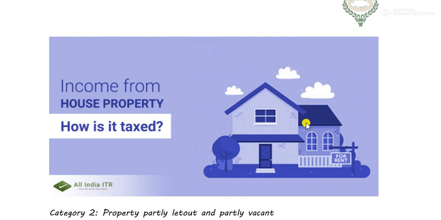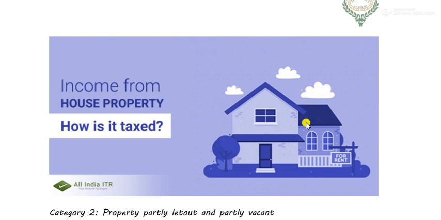So for the rest of the 6 months, the property will be deemed to be vacant. Nobody is staying on the property. Vacant means empty. It means that no one is staying on the property. Although the owner or his relative or his guests might stay in the house property, in the eyes of law, the house property will be deemed to be vacant or empty.